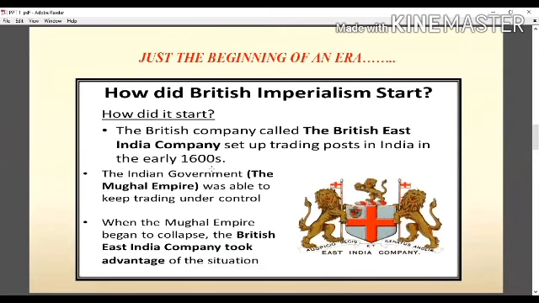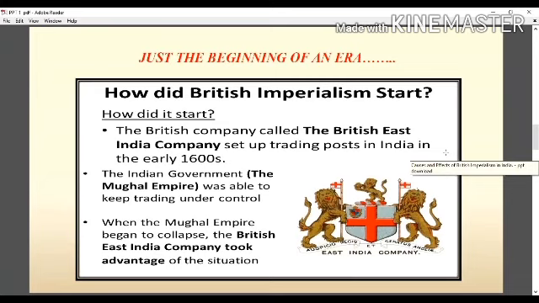So they came in the 1600s and they set up their trading posts in India. They took up the region of Bengal, Madras, Bombay. All these were the port towns where they set up their ports, and they were trying to trade with the Indians. So the Indian government, which means the Mughal Empire, also allowed the trading, but it was under their control.